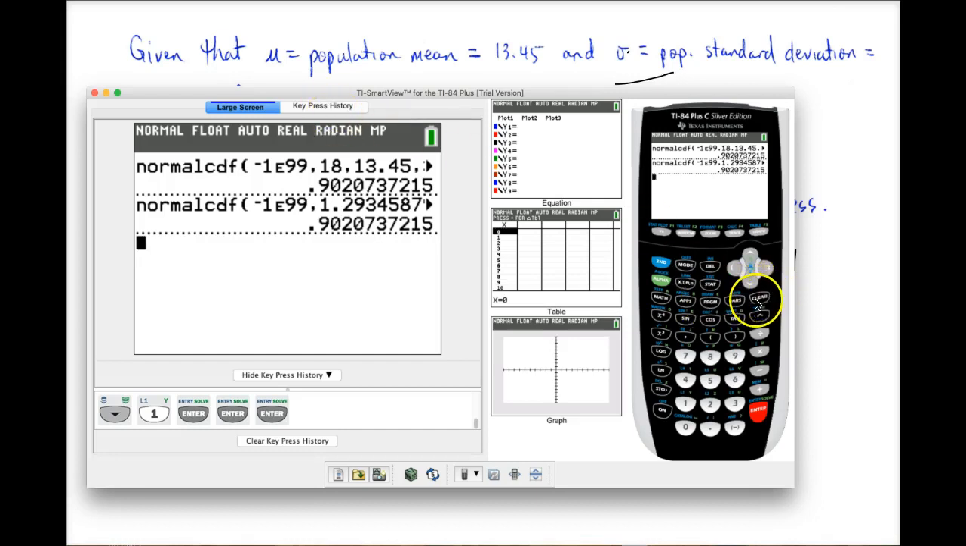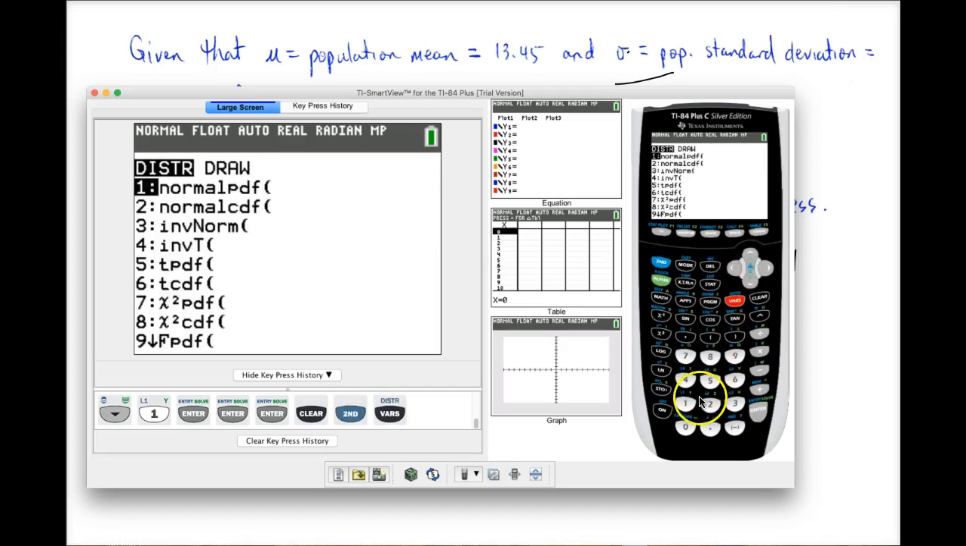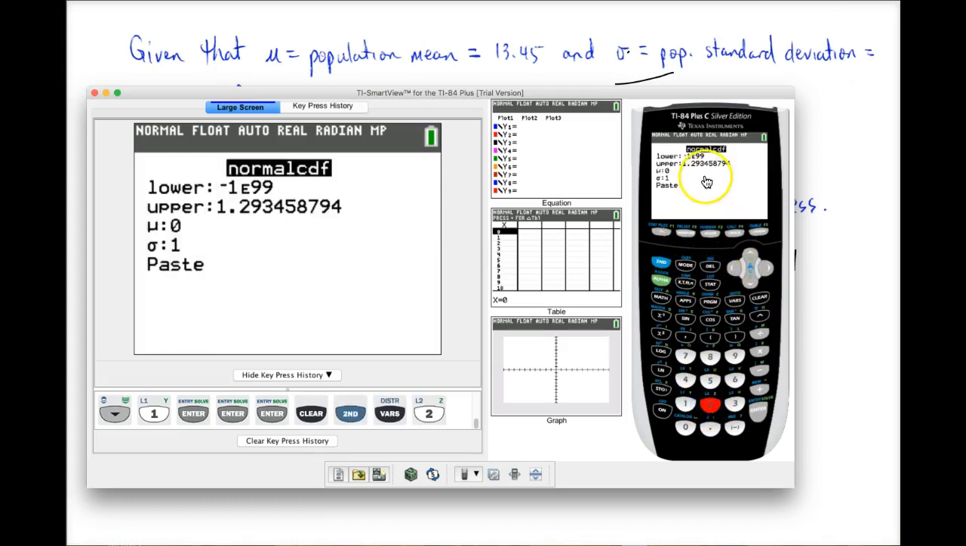When you first go into this function for the NormalCDF, you see this is the basic setup. Everything is written in terms of z-score mode, or as a z-distribution. So your population mean will be 0, and your population standard deviation will be 1 here.